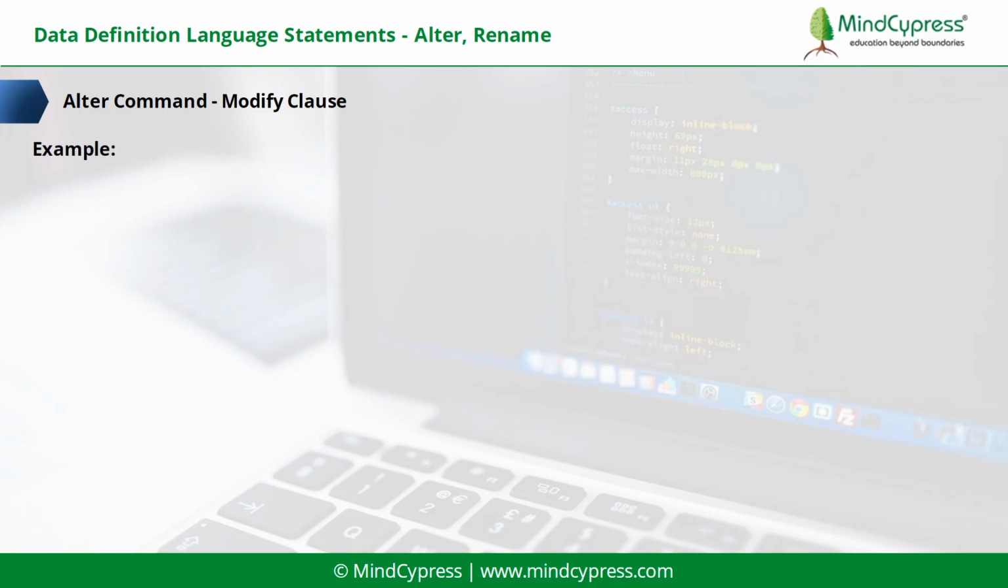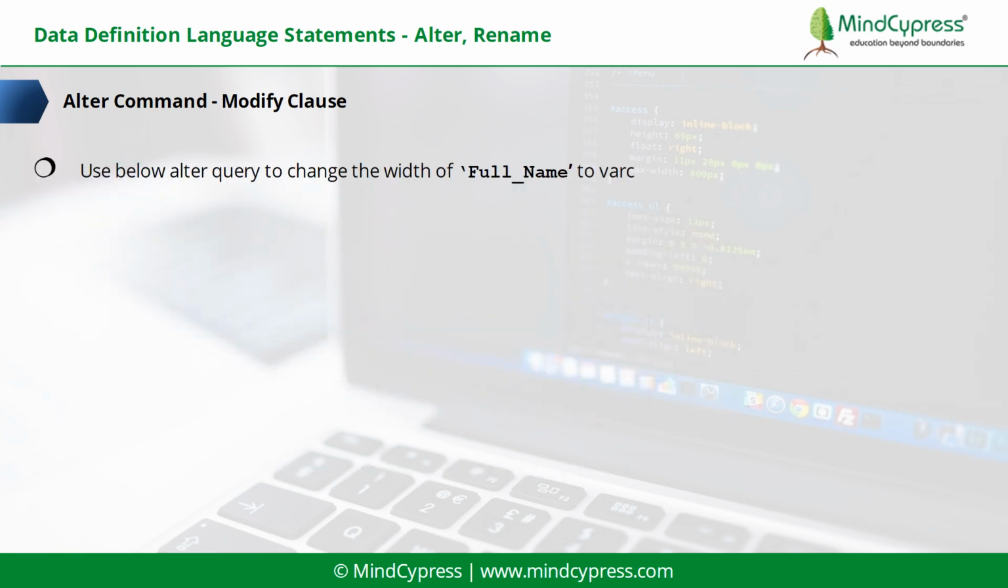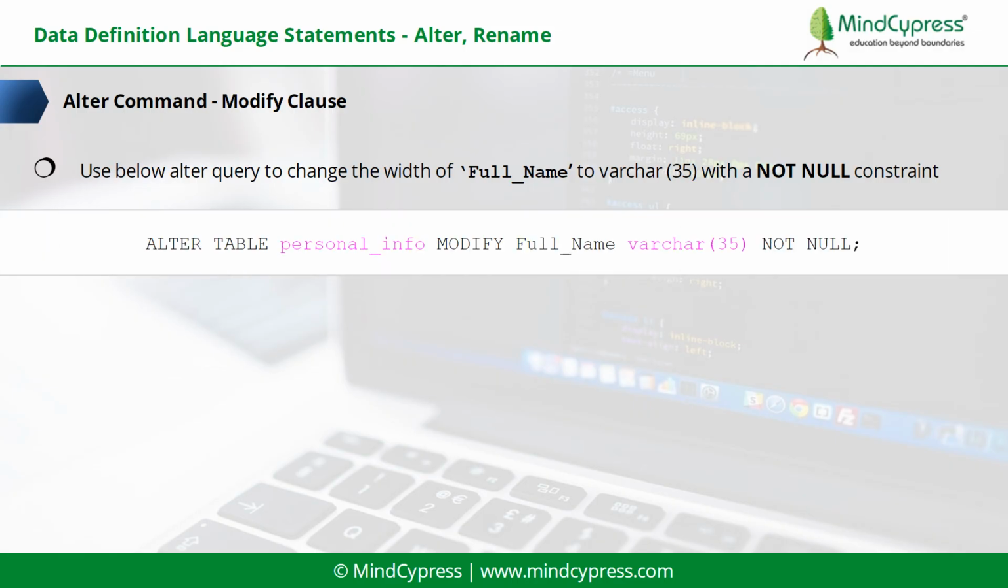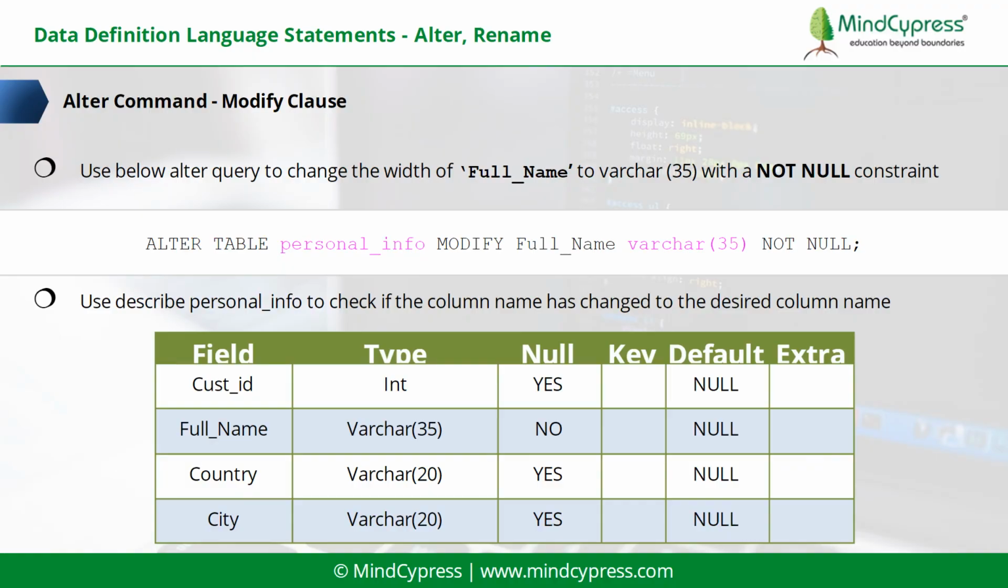Example. Consider a table personal info with the below fields. Here we need to increase the width of the full name field from 20 to 35. Use the below alter query to change the width of full name to varchar 35 with a not null constraint. Use describe personal info to check if the column has changed to the desired definition.